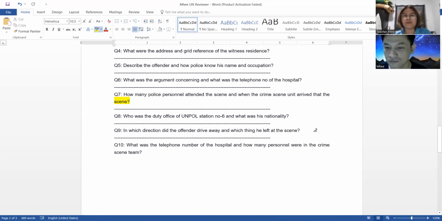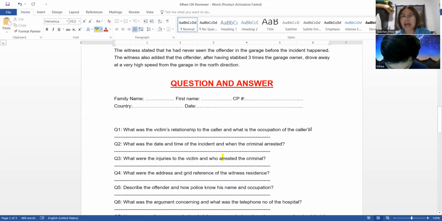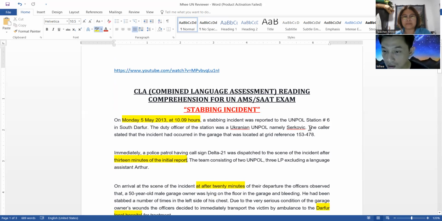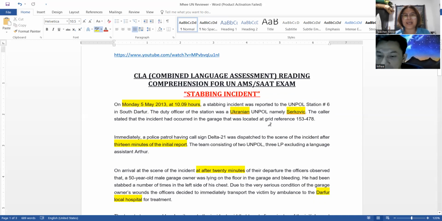the duty officer of UN Police Station number 6? And what was his nationality? Sirkovic. Yes, Sirkovic, he was a Ukrainian. So Sirkovic, and he's a Ukrainian.